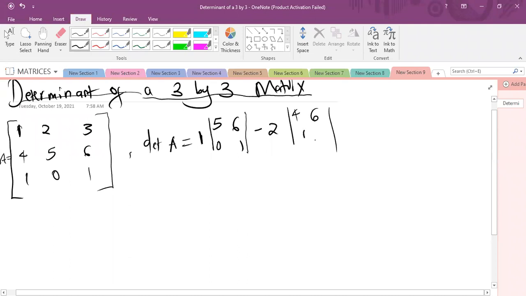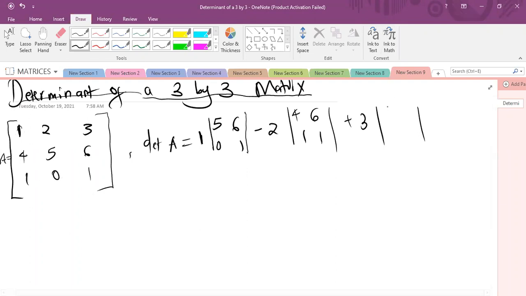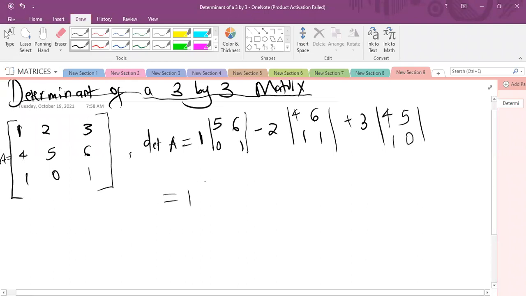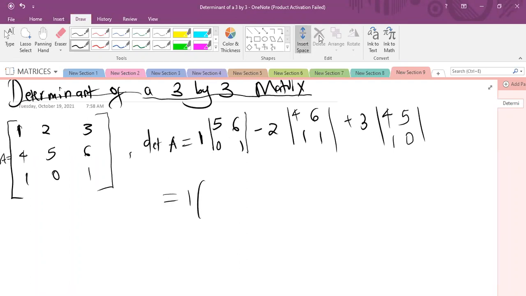[4, 6; 1, 1]. Then finally take this coefficient, plus 3, and then delete the row and column in which it lies. Then the small matrix left will be [4, 5; 1, 0]. So 4, 5, 1, 0. So evaluating this gives me 1 times, these 2 lines imply that you get the determinant.